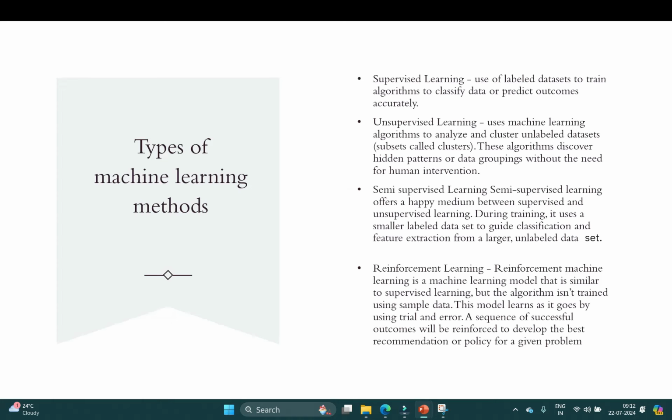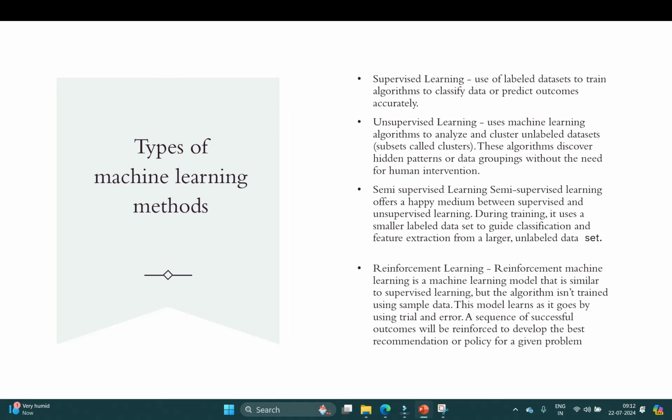Now coming on to types of machine learning methods. We can categorize machine learning methods into four, very broadly, four categories, and within this we will have multiple things that we will discuss in subsequent videos. But just to have the context set, let us look at what these four things are. So the first is supervised learning.